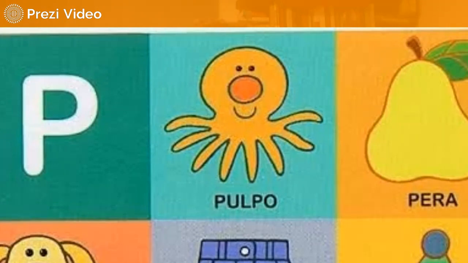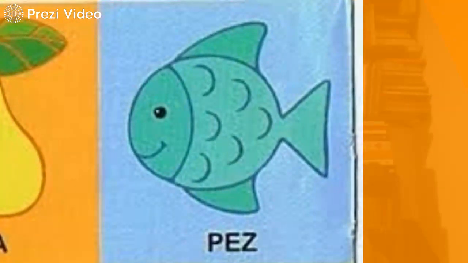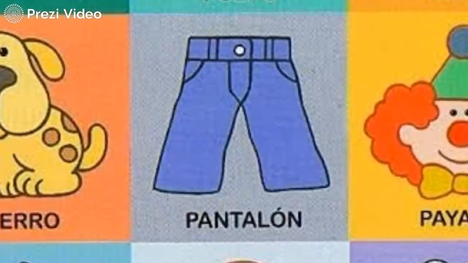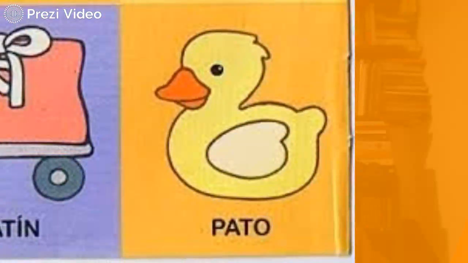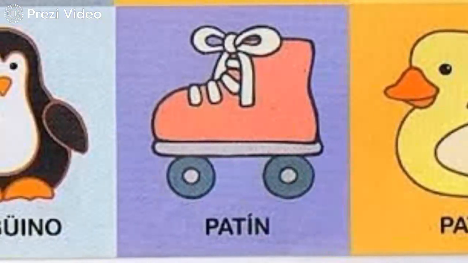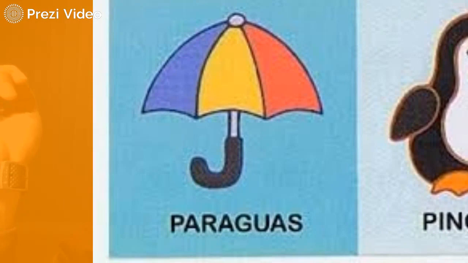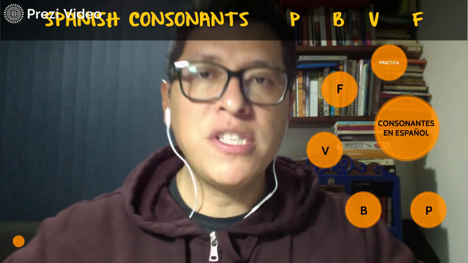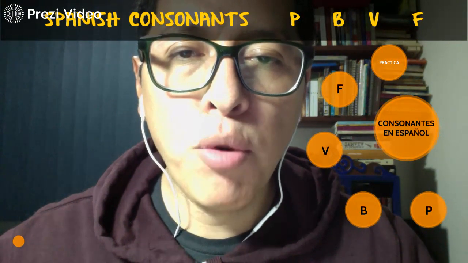Say pulpo, pera, pez, perro, pantalón, payaso, pato, patín, pingüino, paraguas. So this is the sound of p. So I would say here, pa, pe, pi, po, pu.